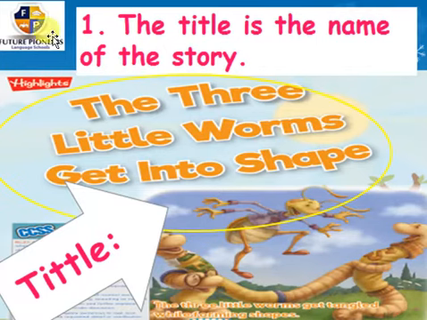This is the cover of the story. As you can see, the first element we have is the title. And the title is the name of the story. And here is the title: The Three Little Worms Get Into Shape.